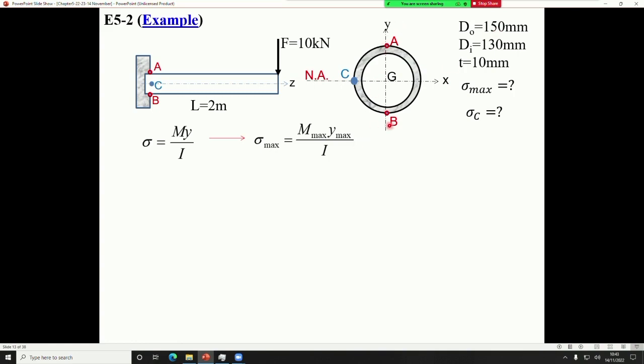And what is the coordinate of B? B is minus 75. M max, we found it, 10 kilonewtons times 2 meters. So I just substitute the values.